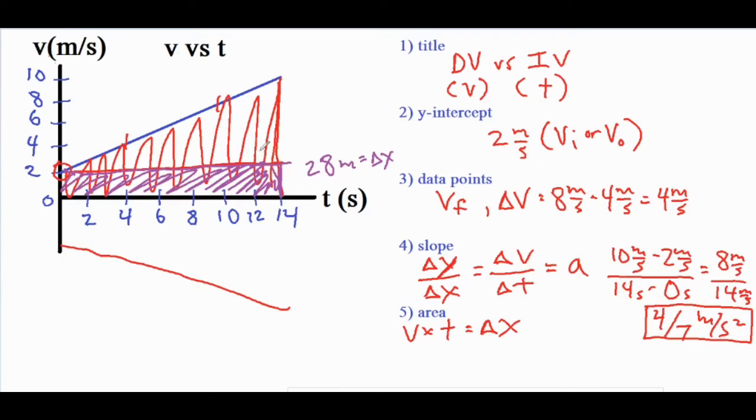Now for the triangle, it is 1/2 base times height. So 1/2, the base is still 14. And the height isn't 10 though, because it goes from 2 up to 10. So 2 up to 10 is 8. So then 1/2 times 14 is 7, and then 7 times 8 is 56. So 56 meters is the delta x for the top part. Okay, and we can go ahead and add these two together, and that's going to give us our total delta x, 84.